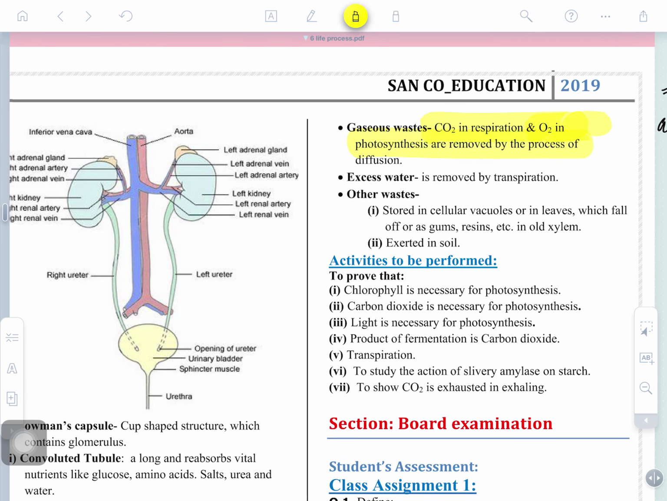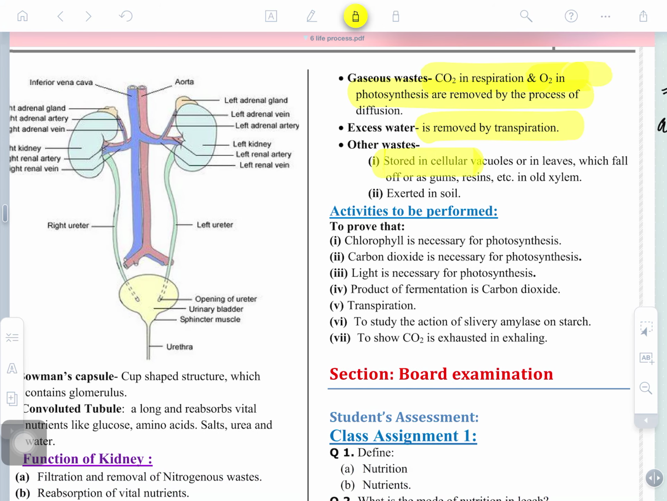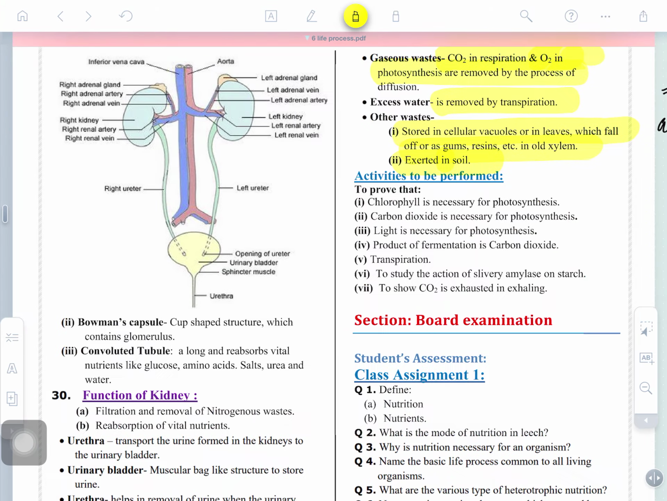Photosynthesis gases are removed by the process of diffusion here. Excess water is also removed by transpiration. Stored cellular waste in vacuoles is removed through leaves which fall off, as in the example before you. Excreted oil is also there here. Clear? So we have completed the chapter all around.